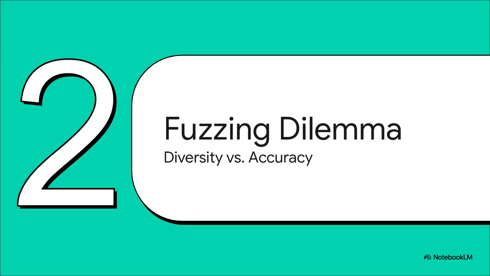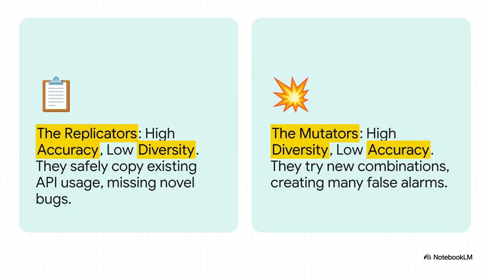And that right there leads us directly to the fuzzing dilemma. This is the big trade-off, the central conflict that has been dogging automated software testing for years. So, historically, fuzzers have pretty much fallen into two camps. On one side, you have the replicators. They're the safe ones. They look at how a library is already being used and just copy those patterns. Super accurate, not a lot of false alarms, but because they're not creative, they have low diversity and miss all sorts of new bugs.